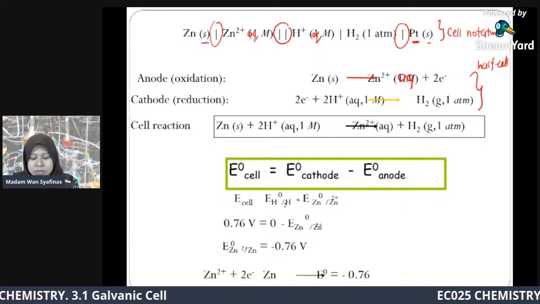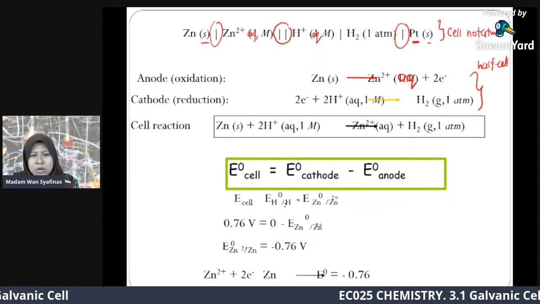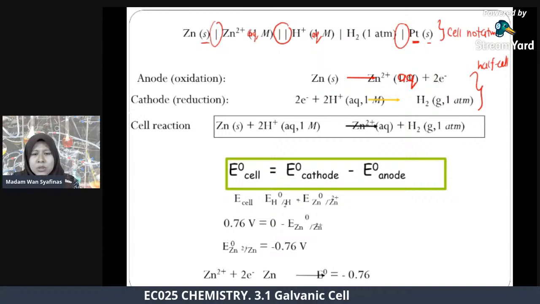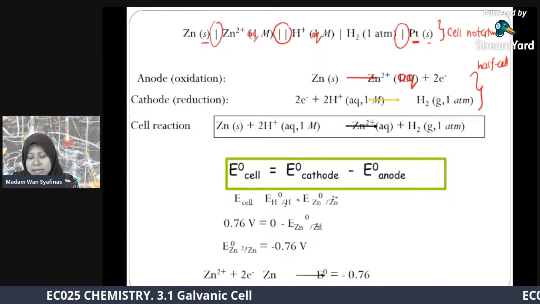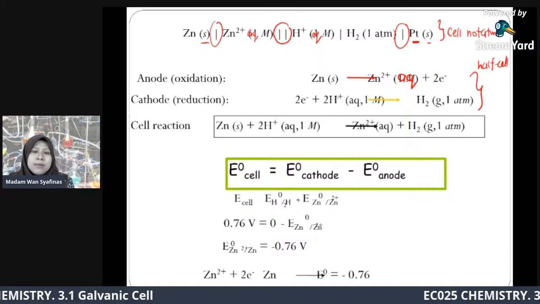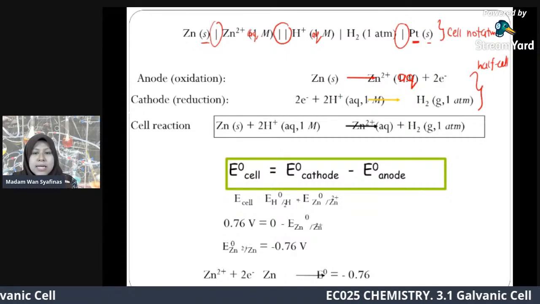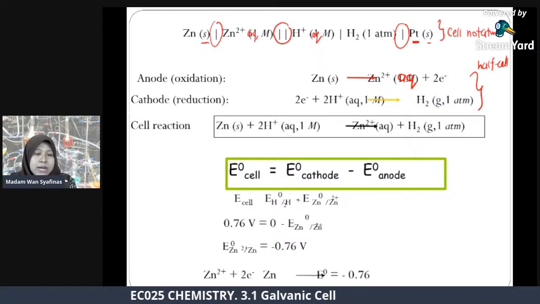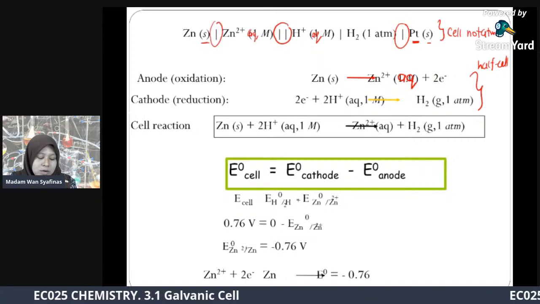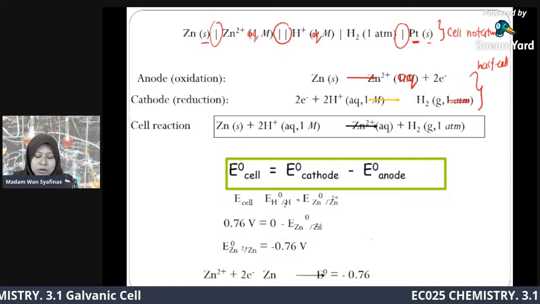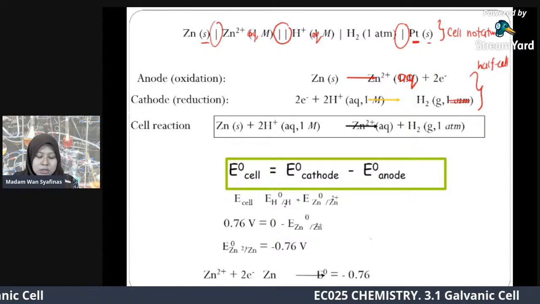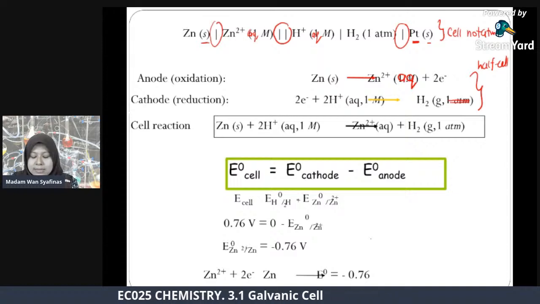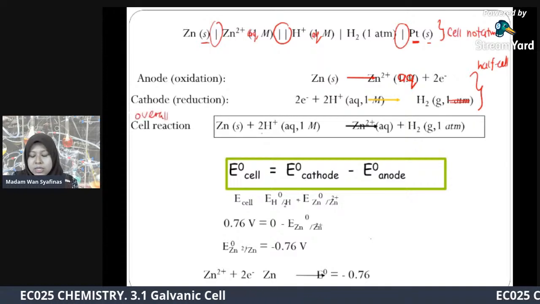Zinc solid produce zinc 2 plus aqueous plus 2 electron. Untuk cathode, so 2H plus aqueous plus 2 electron produce hydrogen gas. So 1 atm ni tak perlulah. Okay, 1 atm kita letak dalam cell notation sahaja. Then combining these two anode and cathode, kita akan dapat overall cell reaction. So untuk overall cell, so kita boleh tulislah zinc solid plus 2H plus aqueous. So produce zinc 2 plus aqueous plus hydrogen gas.